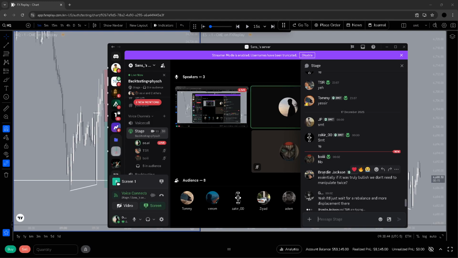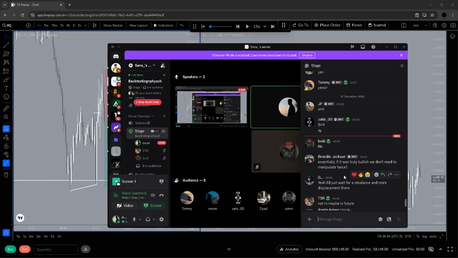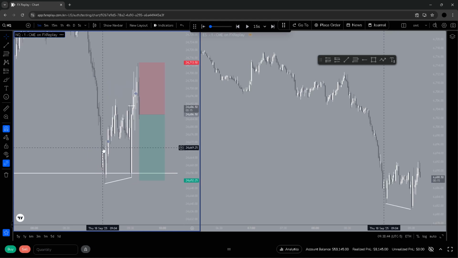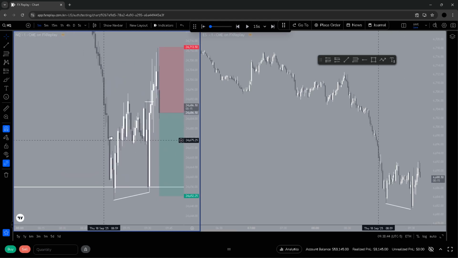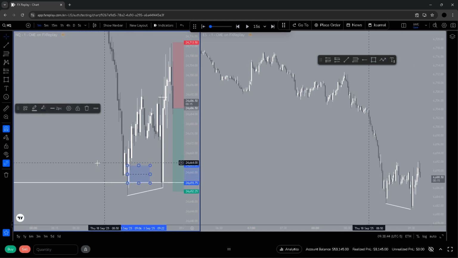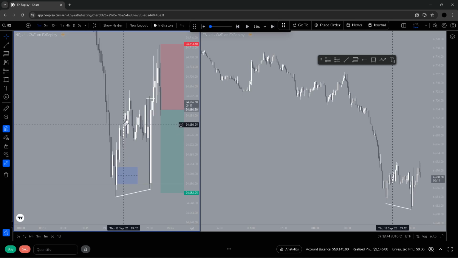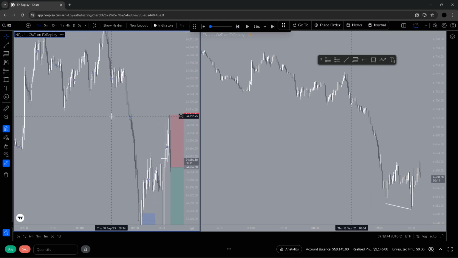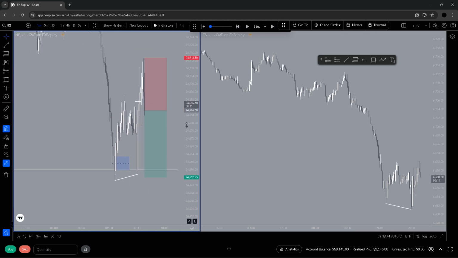Boy, you wouldn't. Brandon Jackson. If we were truly bullish, we don't need to manipulate twice. If we're truly bullish, you'll see speed and efficiency. So we'll create this order block, we'll tap into the order block, we'll displace, and then we'll go to the next bullish draw. So we should realistically go up here somewhere.